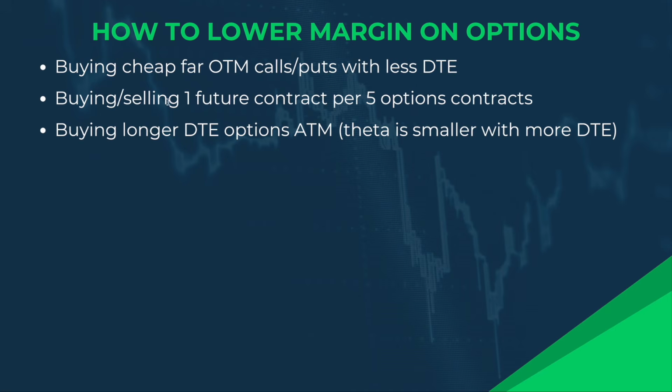This way you can offset risk to one side at least, and as a result your margin requirements will fall down by quite a bit. The other thing you can do is you can buy longer DTE options at the money. Usually the theta is smaller with more DTE, so you can buy at the money or out of the money.